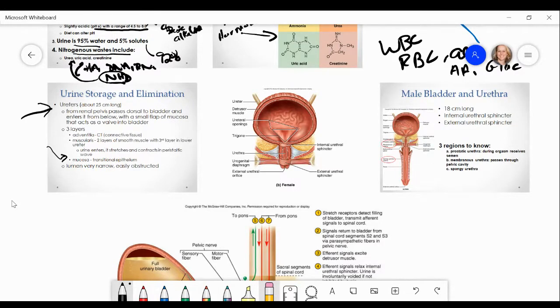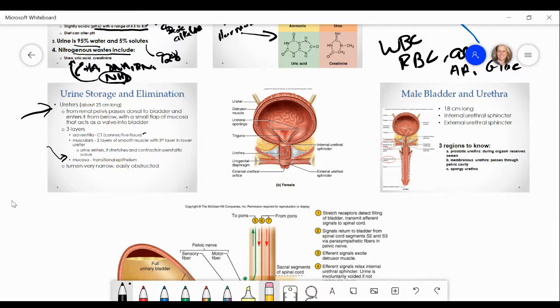And then because, again, the kidneys are retroperitoneal, the outer layer of the ureter is going to be an adventitia. It's going to be a connective tissue layer that can tie in to the connective tissue around the adipocytes, around blood vessels, around nerves, around muscle, making a little bit of space to let the ureter pass from the kidneys and connect to the bladder.